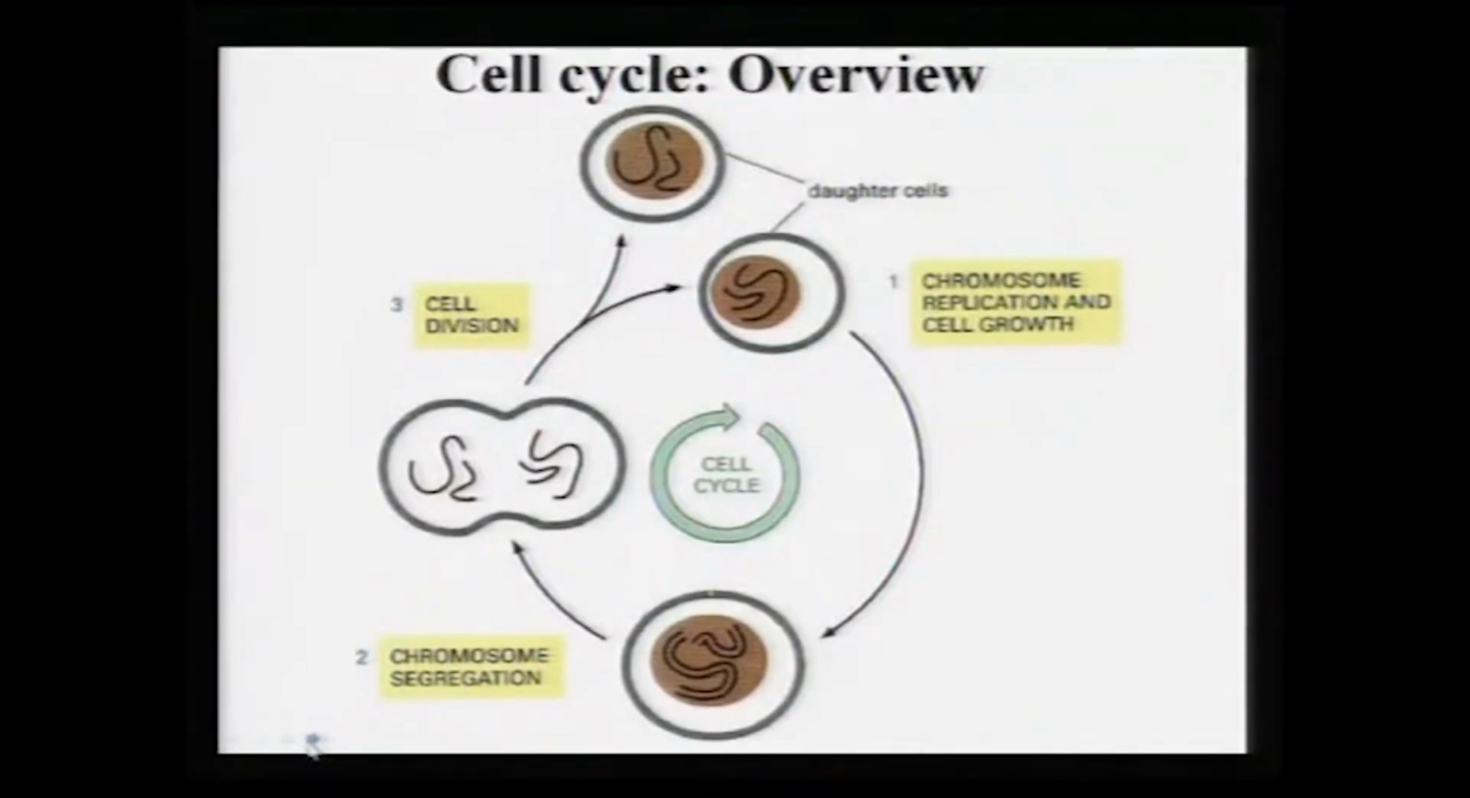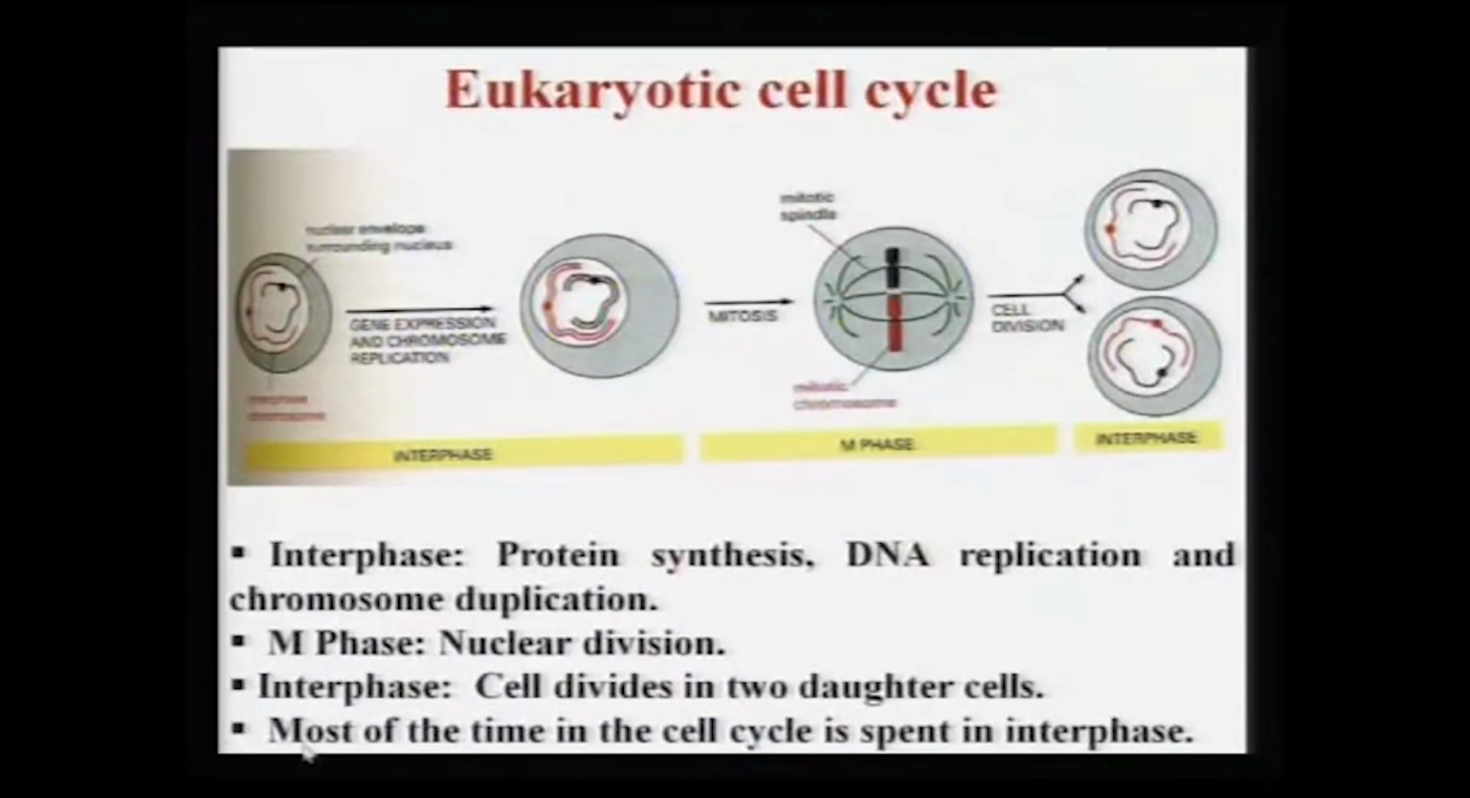What you see here is chromosome replication and cell growth taking place, and also chromosome segregation. This is followed by the cytokinesis stage, and then by cell division into daughter cells. Cytokinesis means the division of the cytoplasm itself. This is the eukaryotic cell cycle, that means the nucleated cells, not the bacteria, which are prokaryotic.